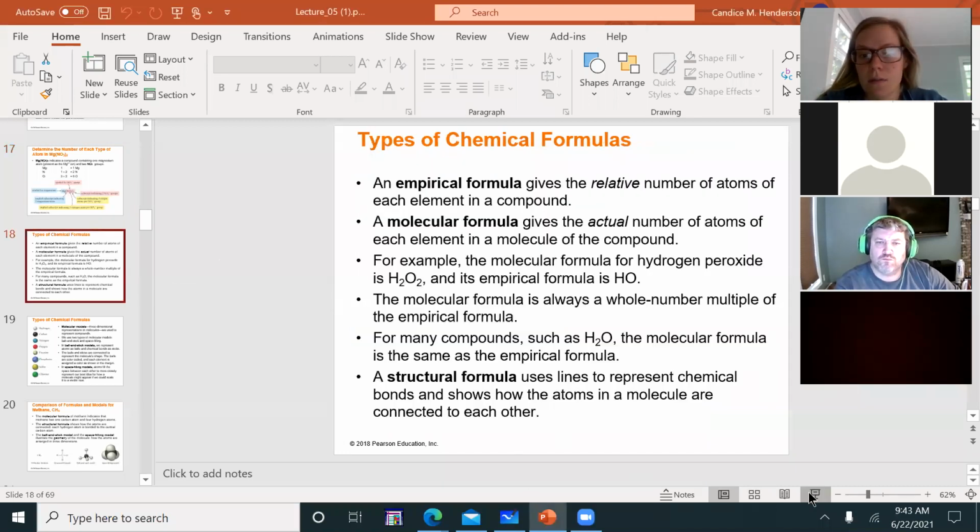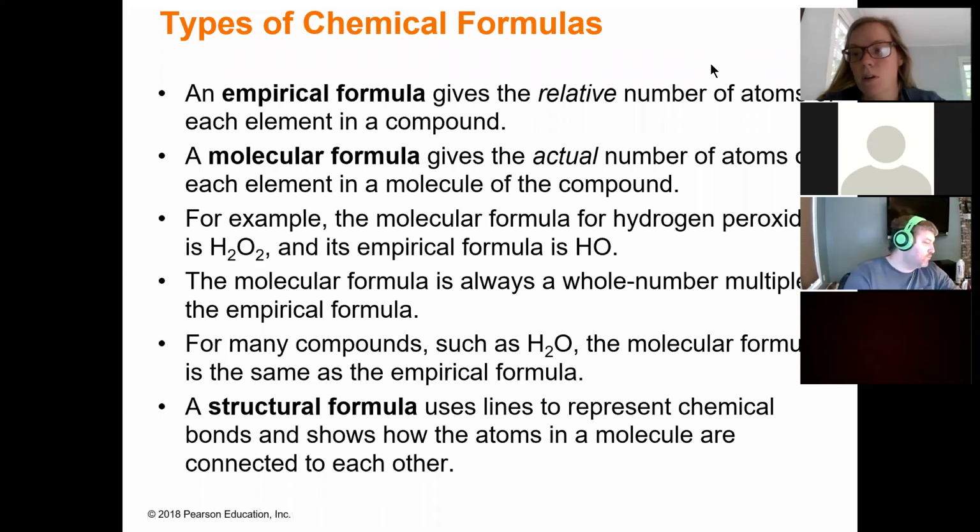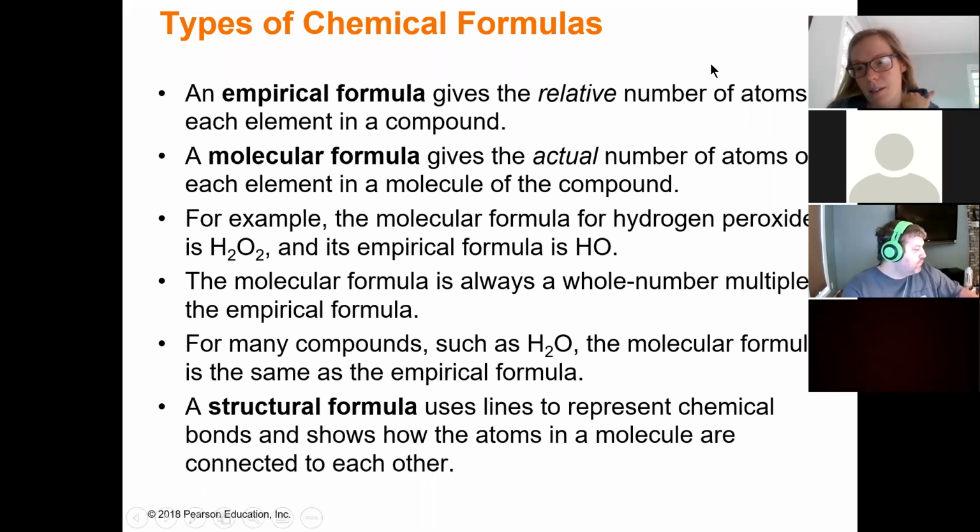So when talking about types of chemical formulas, the last chemical formula that we looked at, and a lot of the chemical formulas that we look at for general chemistry, because we're doing inorganic chemistry, are what are called empirical formulas. And empirical formulas give the relative number of atoms for each element in a compound. When I say relative number, I mean the lowest whole number ratio. On the other hand, a molecular formula will give you what is actually happening in real time. So a molecular formula is always going to be some sort of multiplier of the empirical formula. The molecular formula is what's happening in reality. The empirical formula is just the lowest ratio.